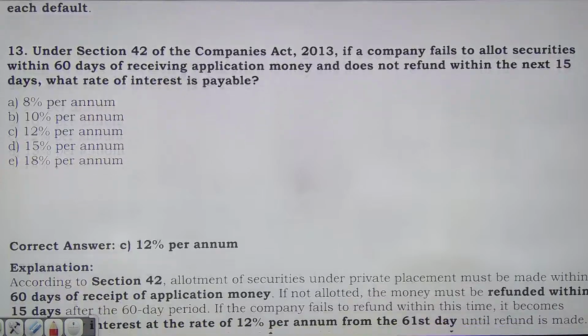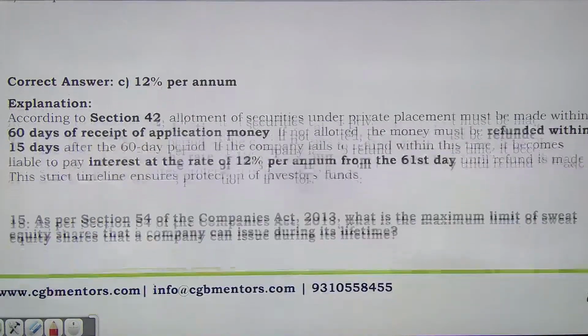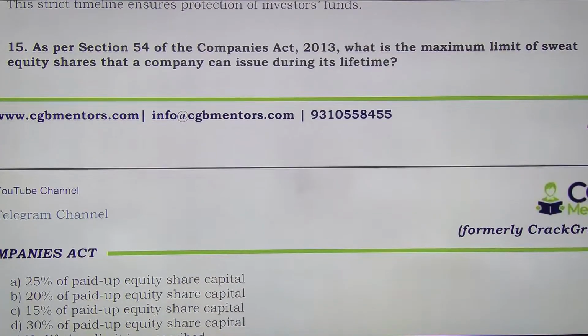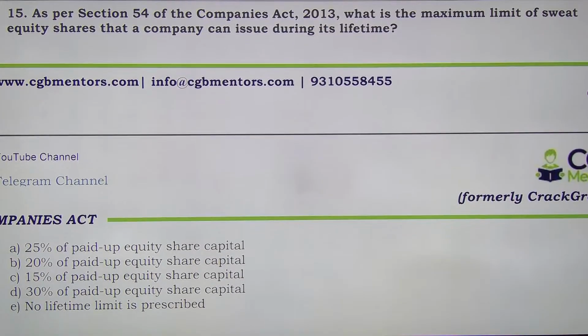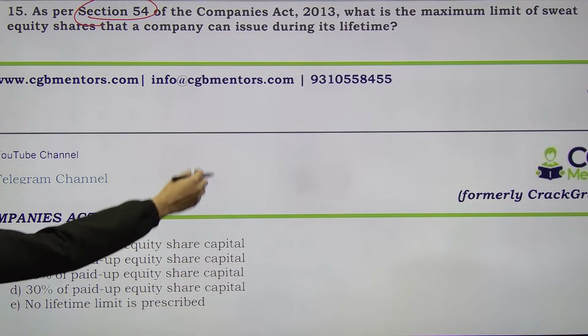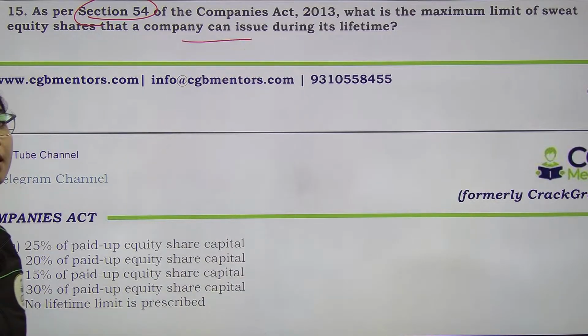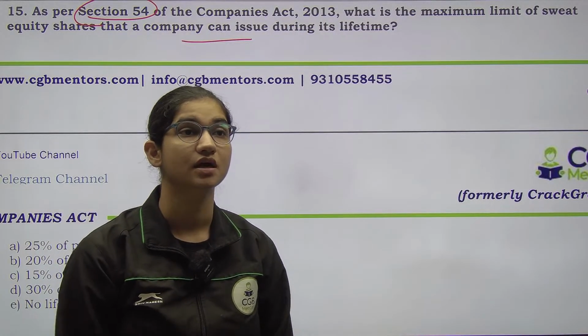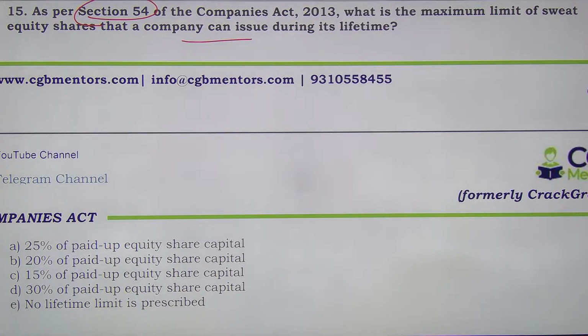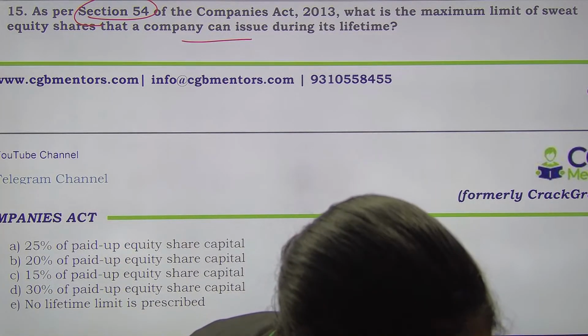Now we are moving forward to the next question. Question number 15. Okay, so question number 15 is asking you कि as per section number 54 of the Companies Act, what is the maximum limit for sweat equity shares that a company can issue during the lifetime? तो कितनी amount is the maximum that a company can issue for the sweat equity shares, right? In the lifetime, maximum कितनी amount हो सकती है as per section number 54? That is the question here, okay?